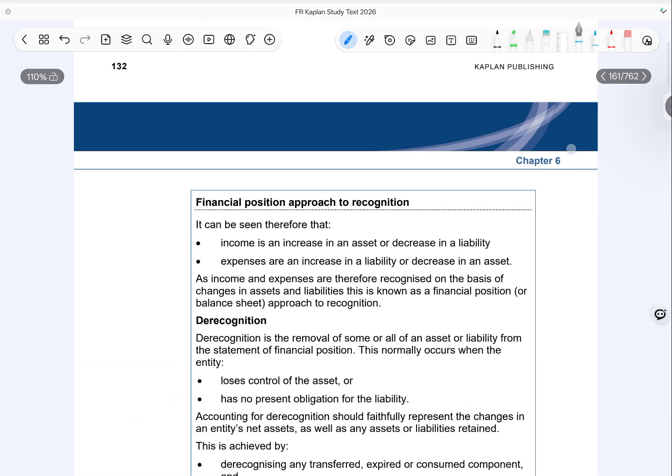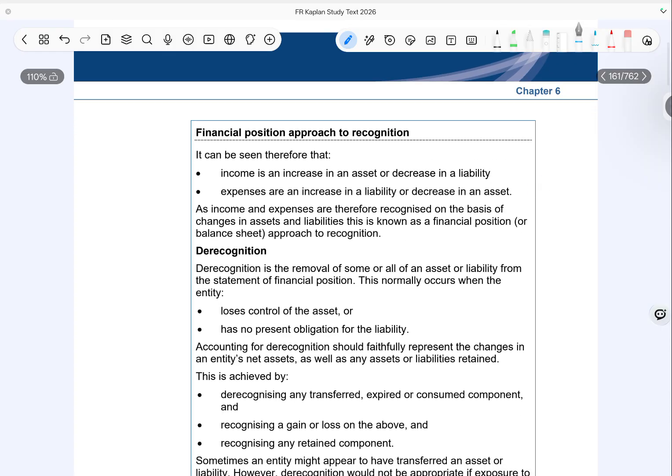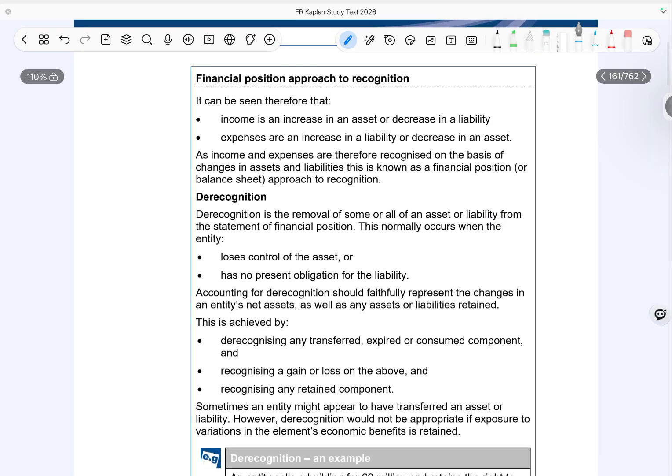Okay, now the financial position approach to recognition. Earlier we defined income as the increase in assets or decrease in liabilities, and expenses as decrease in assets or increase in liabilities. Notice something, both income and expenses are determined by changes in assets and liabilities. That's why the IASB follows the financial position approach, also called the balance sheet approach. Instead of asking, did the company earn more, the IASB first asks, did the company's assets or liabilities change?